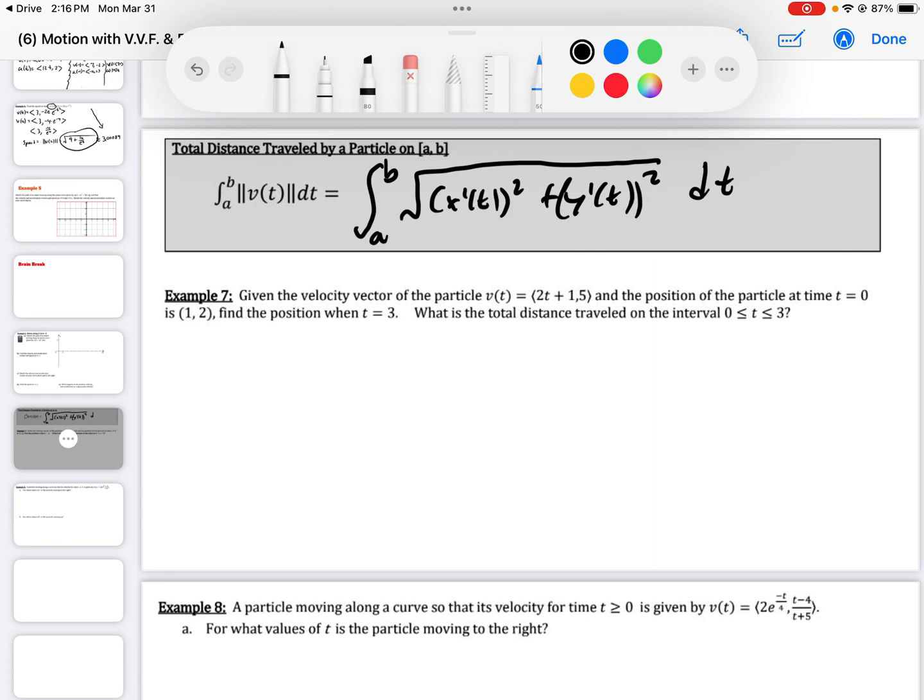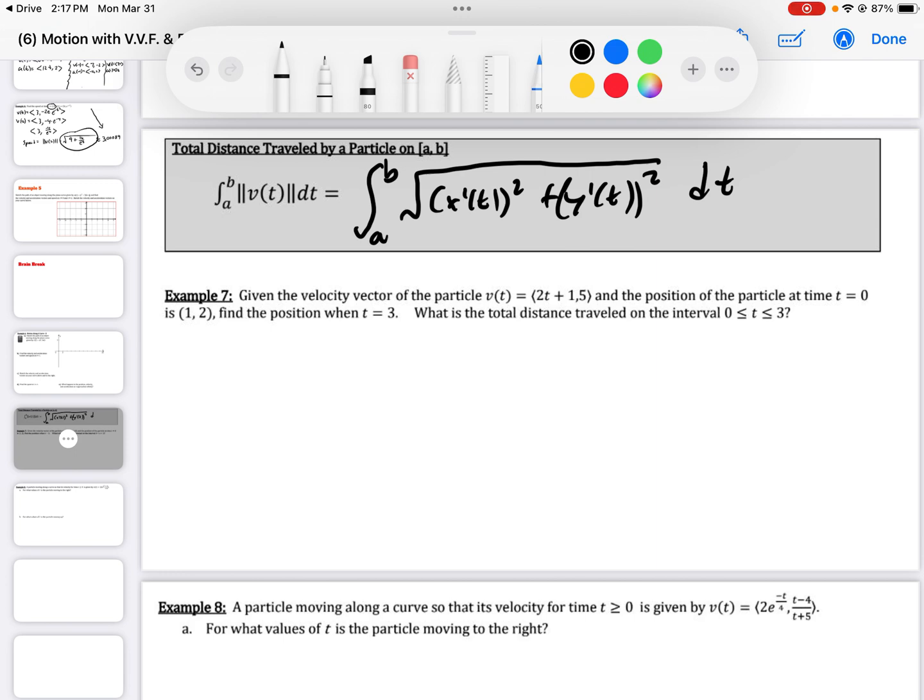So let's do an example. Given the velocity vector of the particle, the x component is 2t plus 1, the y component is just 5, and the position of the particle at time t equals 0 is the point (1, 2). Find the position when time t equals 3. And then what is the distance traveled on the interval 0 to 3?